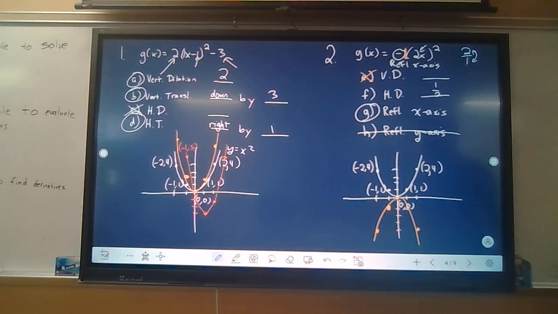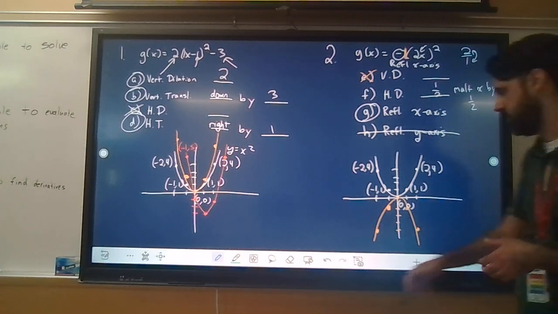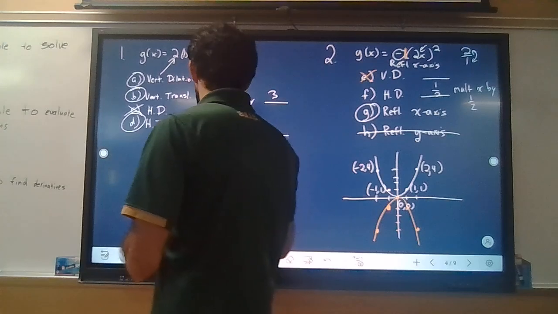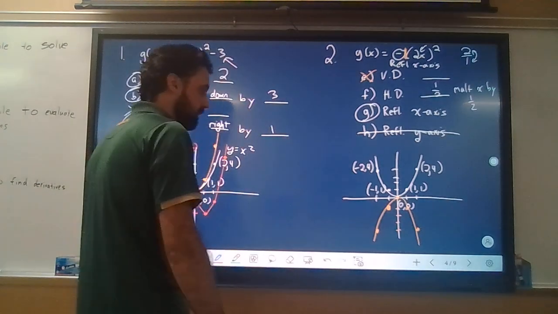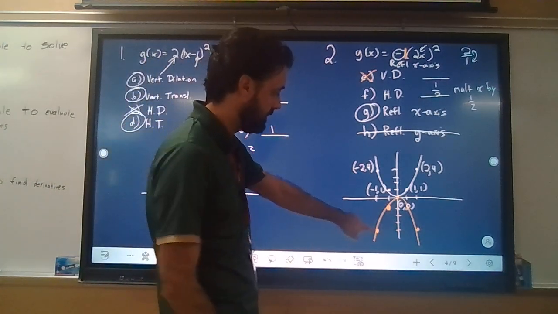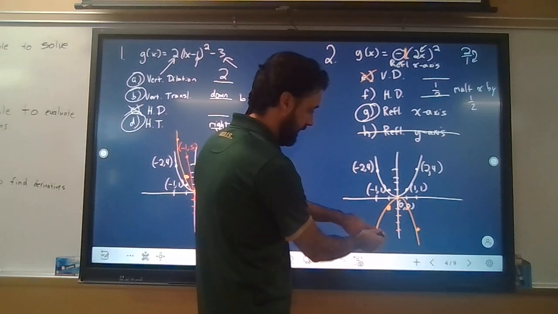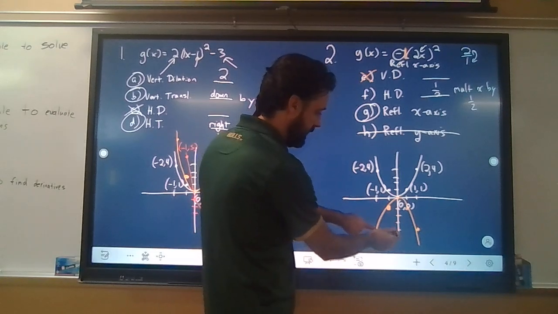Now, what does that mean? Again, horizontal is going to multiply the x's. So we're going to multiply the x's by 1/2, or same thing, divide the x's by 2. All right, so let's do that. Let's divide all of our x coordinates by 2. So here the x coordinate's -2. When I divide the x by 2, I get -1 for the x.